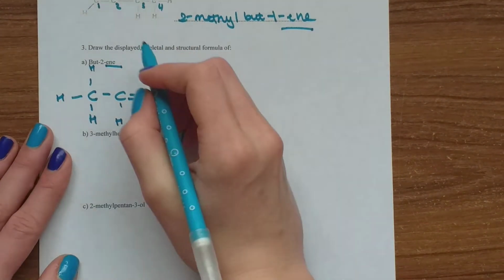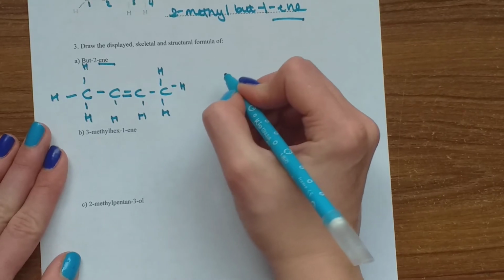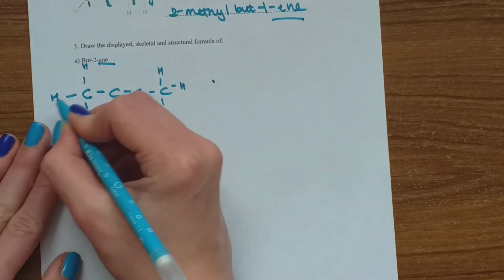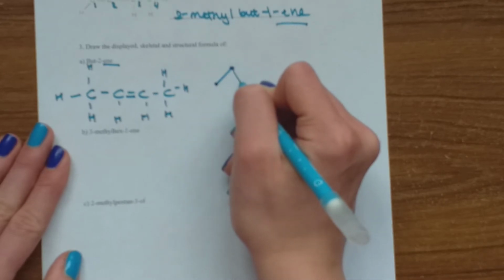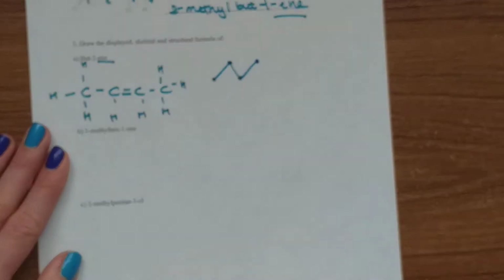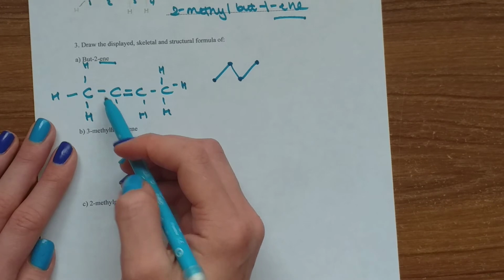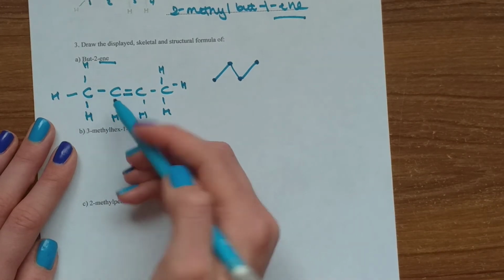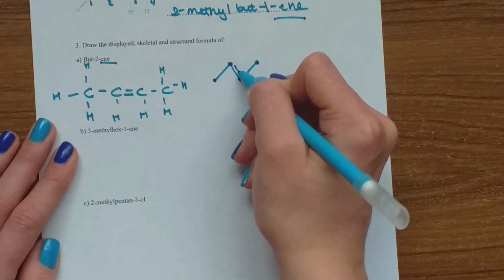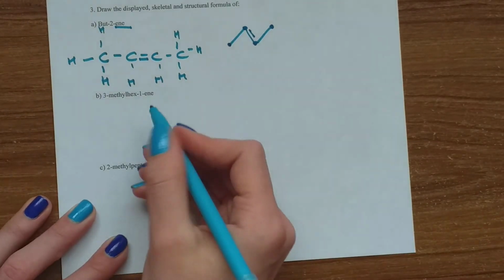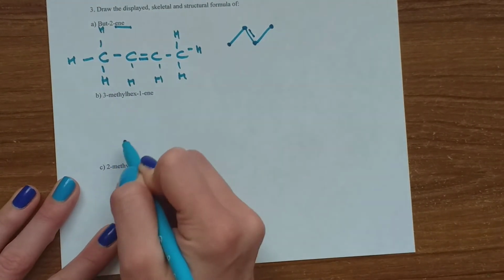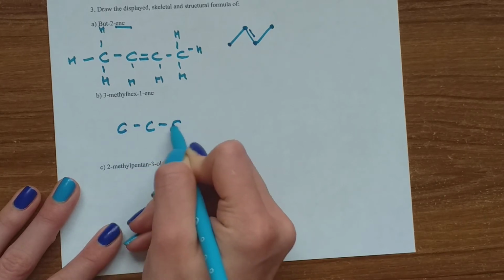Now the skeletal formula, in skeletal formula, you basically draw the skeleton of carbons. So you have 1, 2, 3, 4 carbons. And now we have to highlight that on the second carbon, we have this double bond. Next one, 3-methylhex-1-ene. So hex means 6.